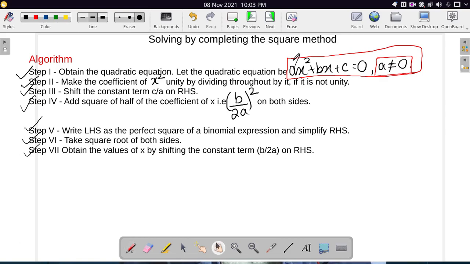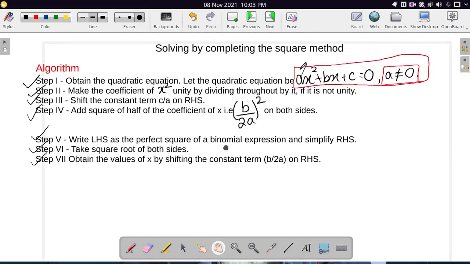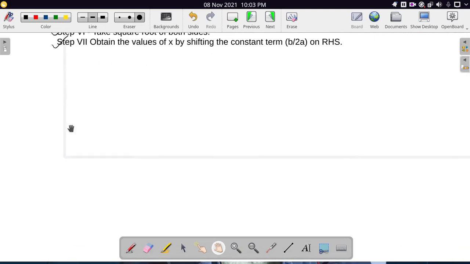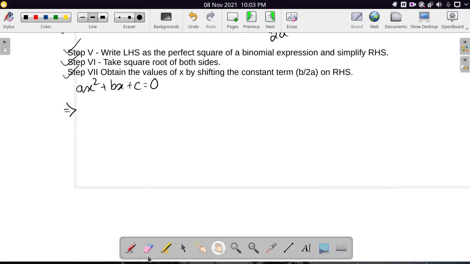So let us do this. Let us see how solving by the completing the square method works. So what is our first step? Our first step is we need to take the equation, the general form of a quadratic equation. Here it says make the coefficient of x square unity by dividing throughout by it. So we will divide throughout: x square plus bx by a plus c by a is equal to 0.